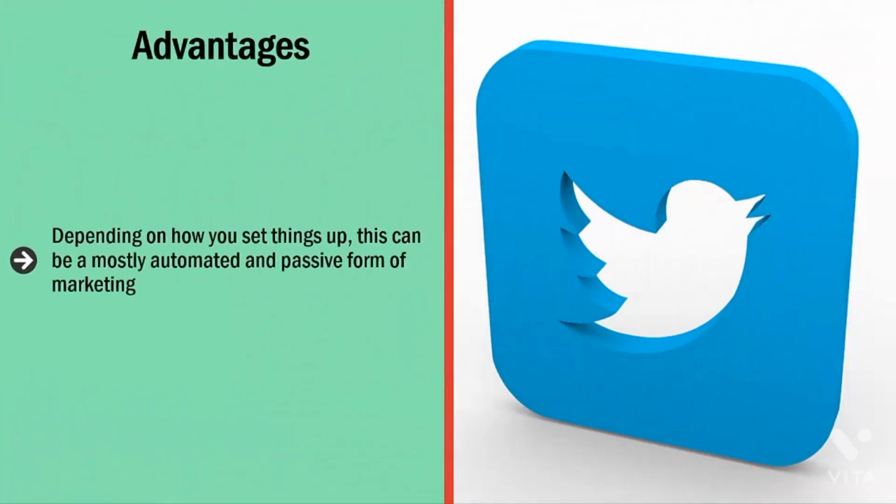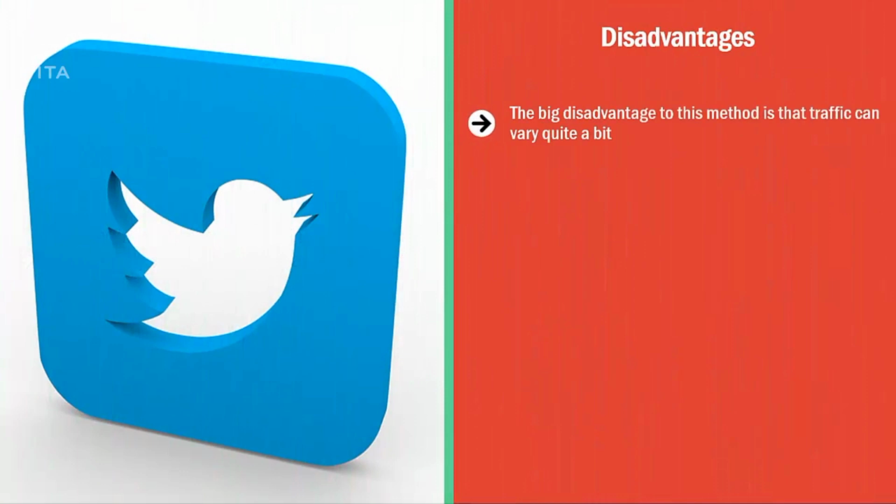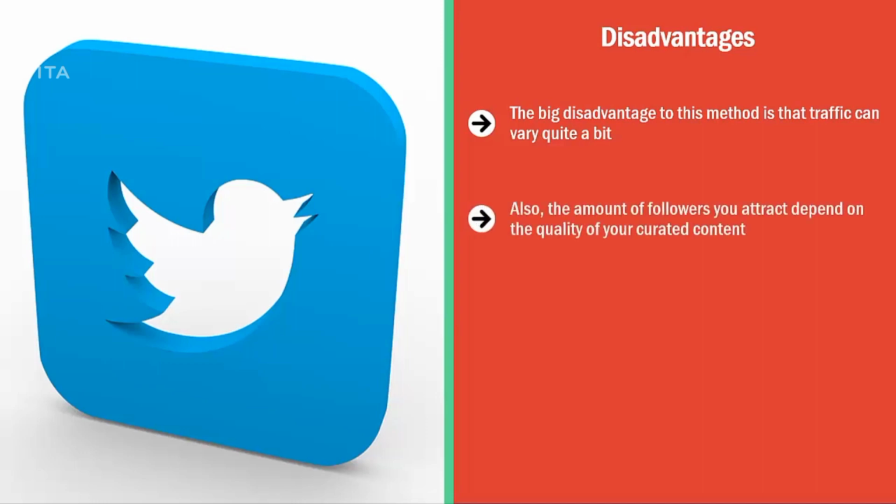Advantages. Depending on how you set things up, this can be a mostly automated and passive form of marketing. Another advantage to this technique is that you get to target your niche precisely using hashtags that you reverse engineered from your competitors. Disadvantages. The big disadvantage to this method is that traffic can vary quite a bit. Sometimes you get a lot of traffic, sometimes you don't. It all depends on the traffic flow on Twitter. Also, the amount of followers you attract depends on the quality of your curated content.